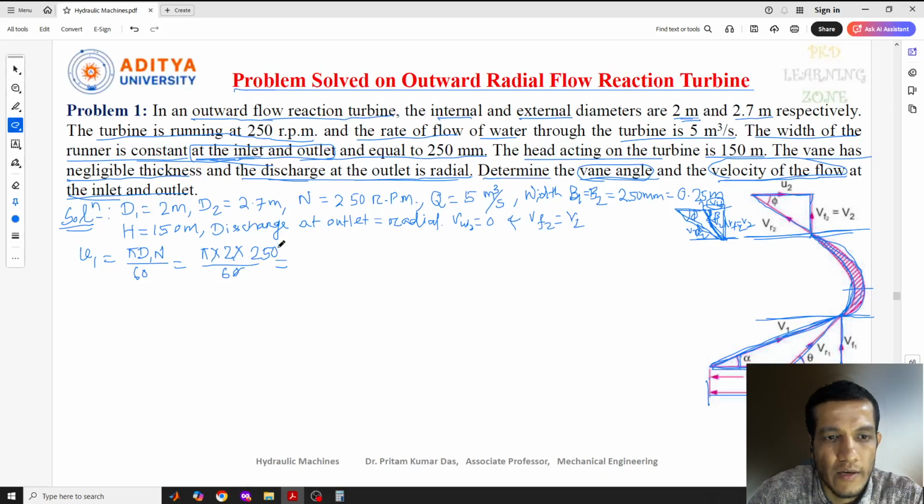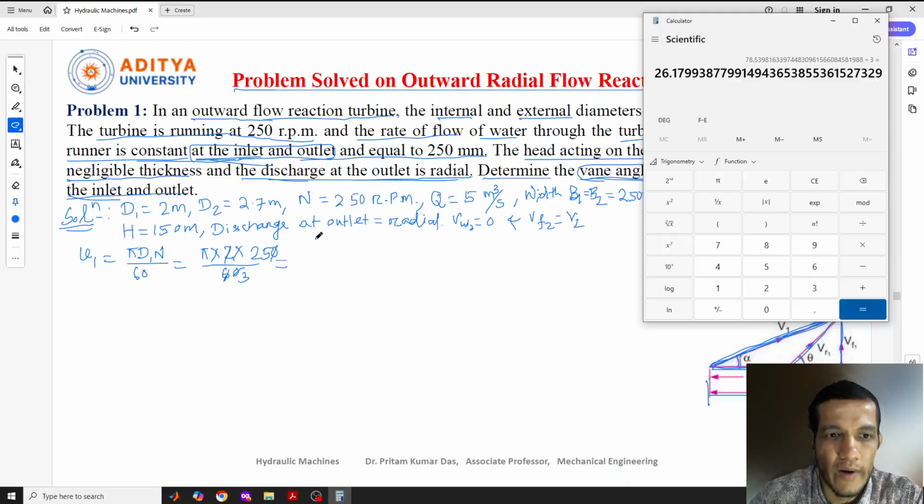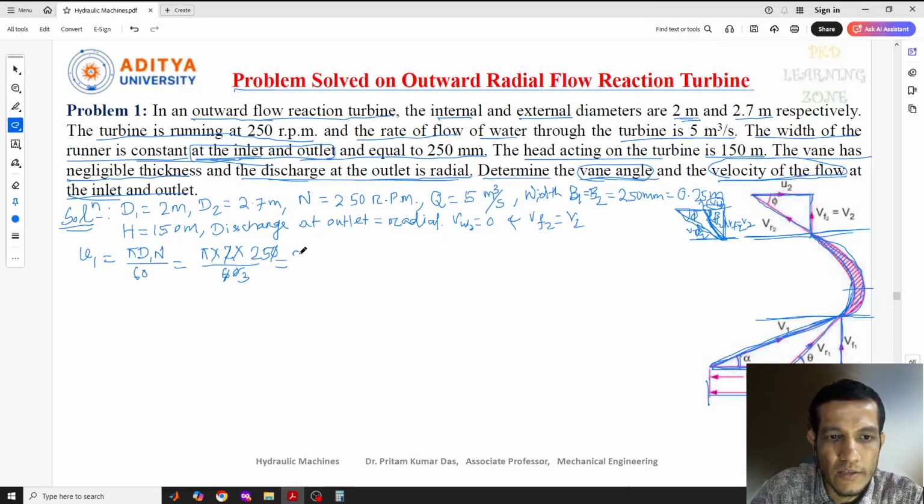This can be written with pi as 3.14, so we'll get 1 point something. The value will be 25 into 1 point something, about 26. So 25 into pi divided by 3, 26.18. This is 26.18 meter per second, U1.